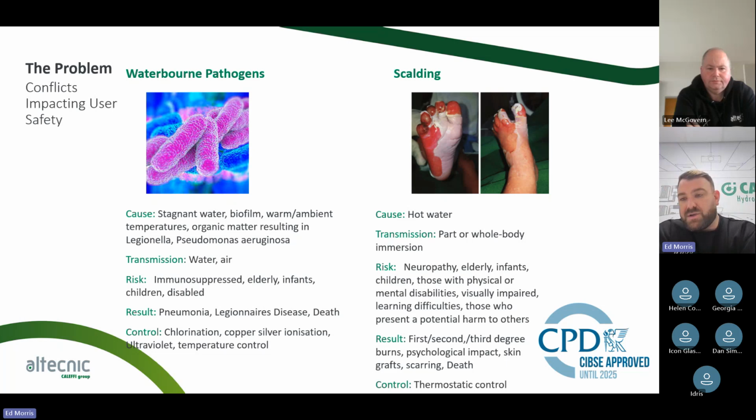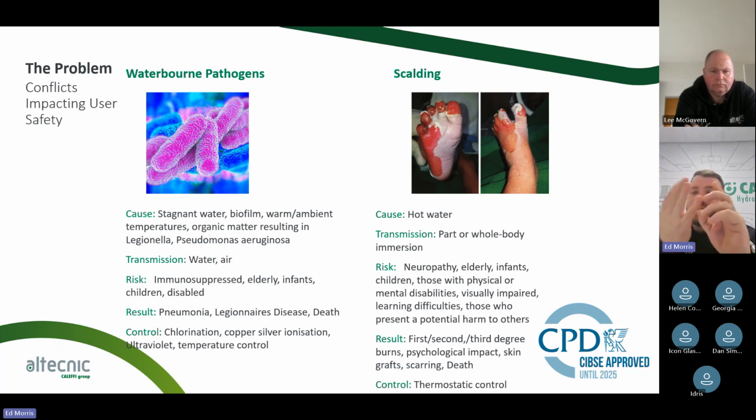Full immersion of a body into scalding water is probably the most dangerous and can lead to catastrophic injury, but also can lead to death, depending on the patient that's going into the water. The risks that we have: neuropathy, elderly, infants, children, those with physical or mental disabilities, the visually impaired, learning difficulties, and those who present potential to harm to others.